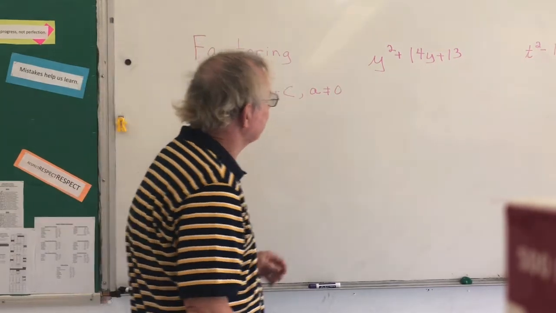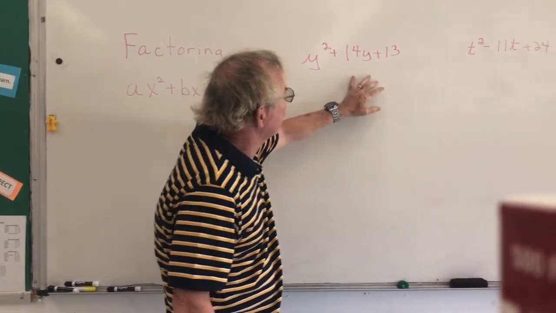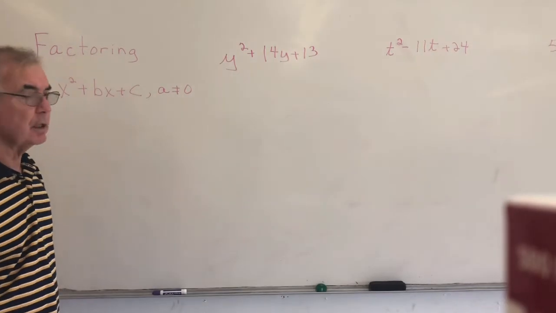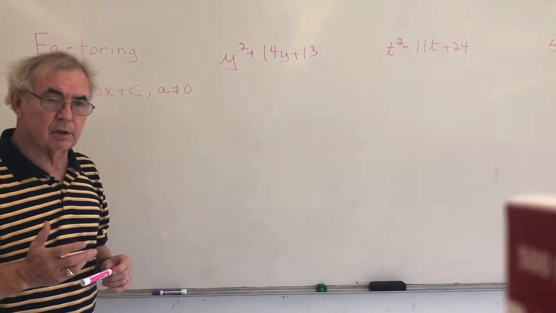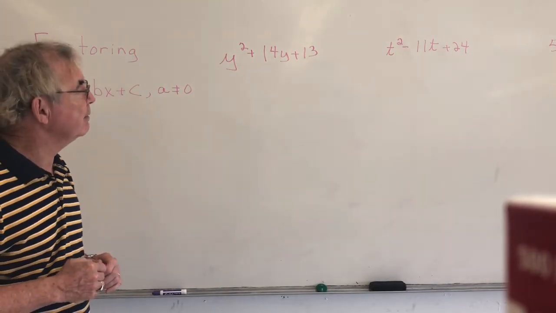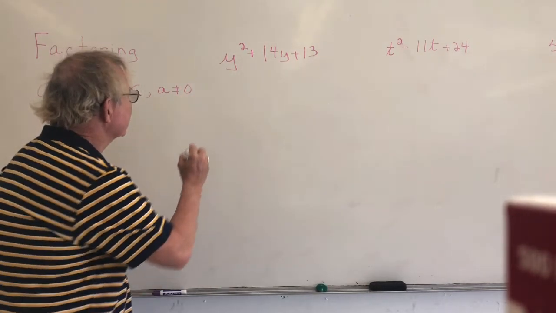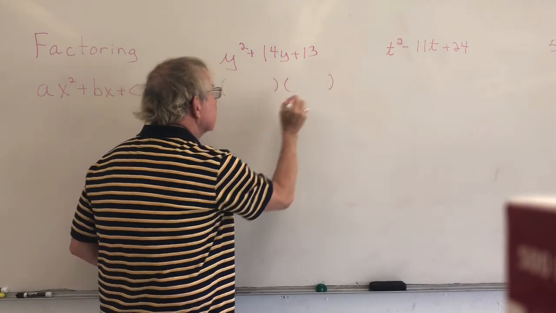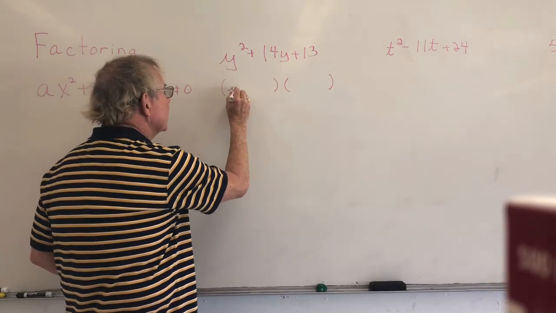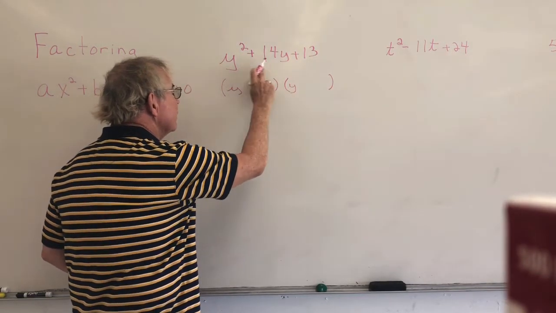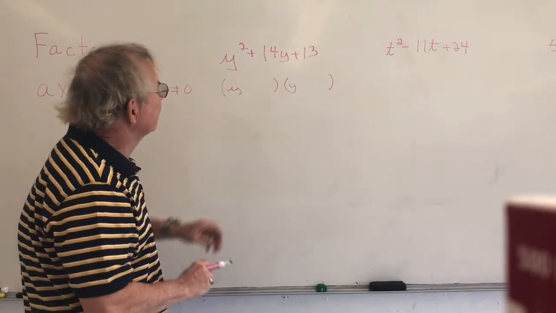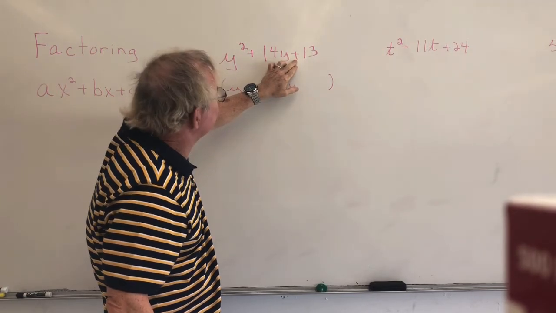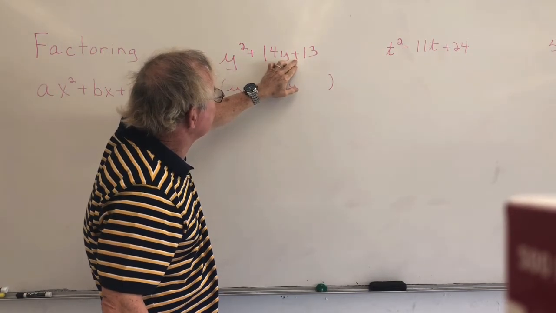Okay, our first example is y squared plus 14y plus 13. So in all these problems, there will be no GCF, which is the first step we look for. There's no greatest common factor. So in this example, we're going to open up 2 parentheses. And we start out with y times y, and that'll give you your y squared. Now, this sign being positive tells you that the signs are both the same. It's either a plus times a plus or a minus times a minus.